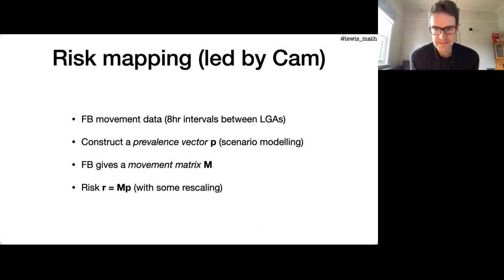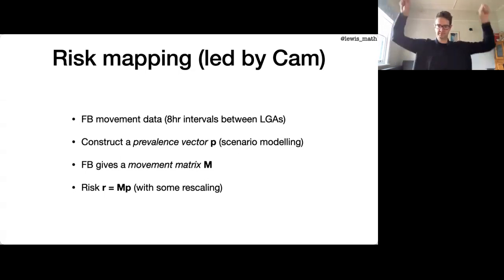And then what Cam did, so this was really Cam's idea, was to build a really simple mathematical model for mobility-based risk. If you have some prevalence vector, so you say how many cases there are in a region, you build a vector of all of your LGAs, put a 1 where you want to seed an outbreak, right? So you can do some scenario modeling here. Then Facebook gives you this movement matrix, M, essentially. That felt a lot like a transition matrix in a Markov chain to us if we rescaled it. So that's essentially what we did: treat a rescaled version of this movement matrix as a transmission matrix in a Markov chain, and then propagate that one infected case from this prevalence vector around. So we got some notion of risk. That's it. That was the model.